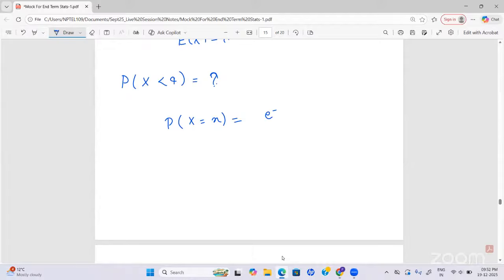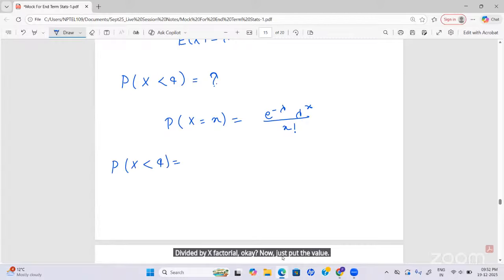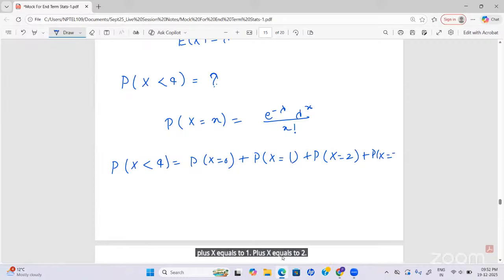It is e to the power minus lambda, lambda to the power x divided by x factorial. Okay, now just put the value. So x less than 4, which means x equals 0 plus x equals 1 plus x equals 2 and x equals 3. Okay, now just put the values and find your answer.